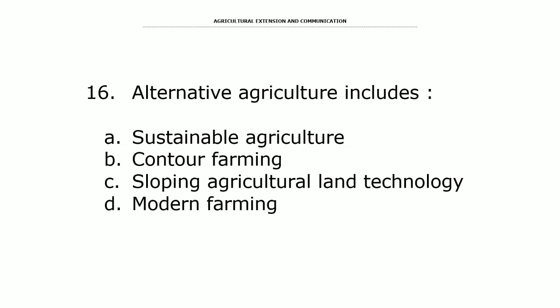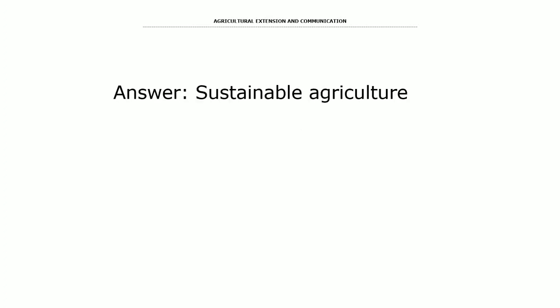Number 16. Alternative agriculture includes A. Sustainable agriculture, B. Contour farming, C. Sloping agricultural land technology, or D. Modern farming. The answer is sustainable agriculture.